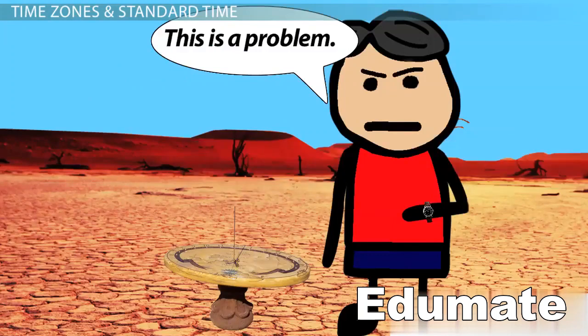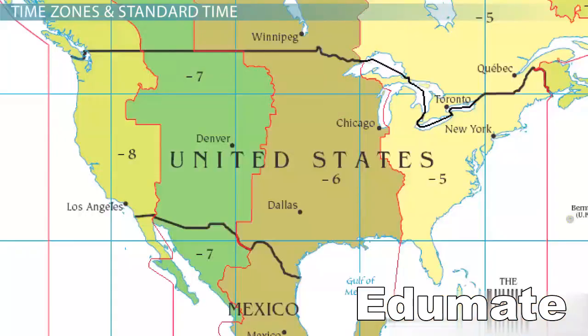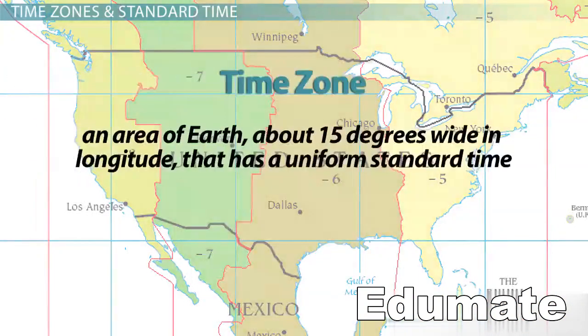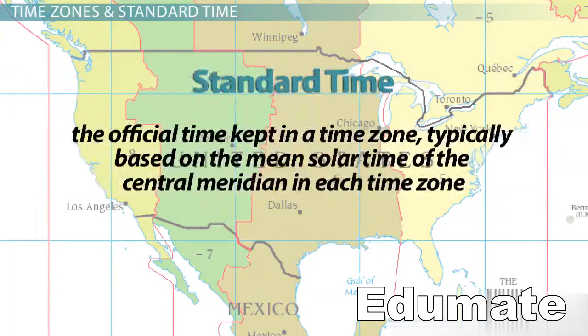In order to overcome this problem, time zones were created. A time zone is an area of Earth about 15 degrees wide in longitude that has a uniform standard time. Standard time is the official time kept in a time zone, typically based on the mean solar time of the central meridian in each time zone.